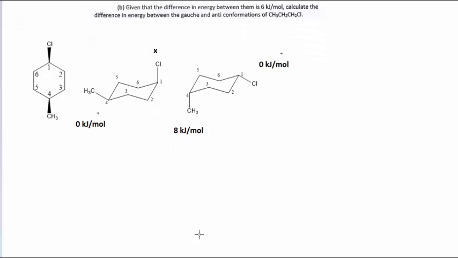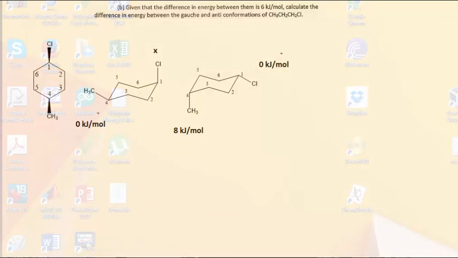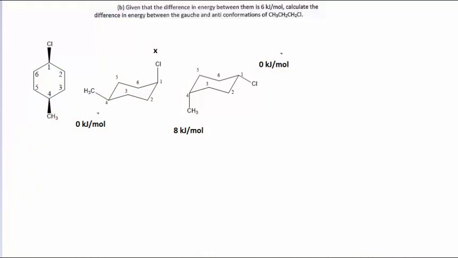So you can model this in 2 ways. You could say that the left conformer minus the right conformer will give you an equation like this. Remember, the energy difference is 6, and if you solve that, you'll get x equals 14. Now if you do the right minus the left, you'll get something different. You'll get 8 minus x equals 6, and x equals 2.